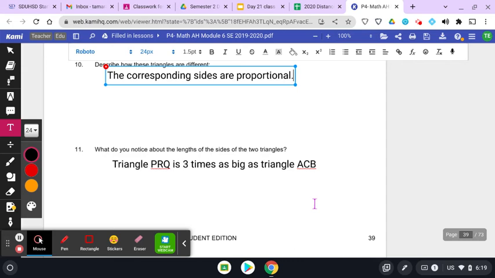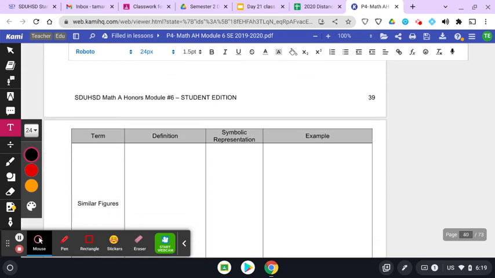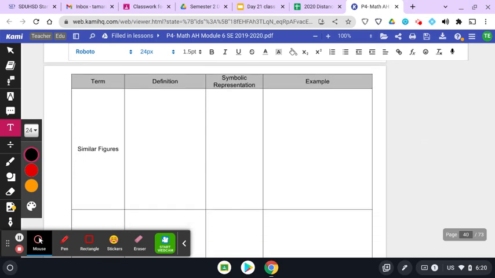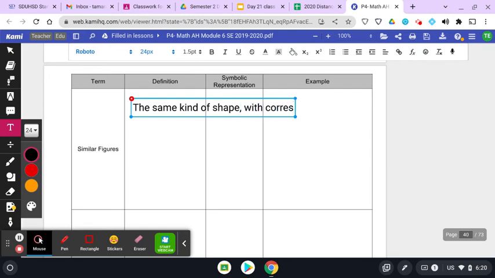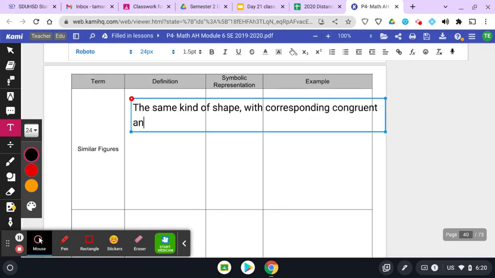All right, so 2 more definitions to go. Similar figures. Similar figures have corresponding congruent angles, the same kind of shape. So if I'm saying like 2 rectangles or 2 triangles, that would be the same kind of shape with corresponding congruent angles, and corresponding proportional sides.